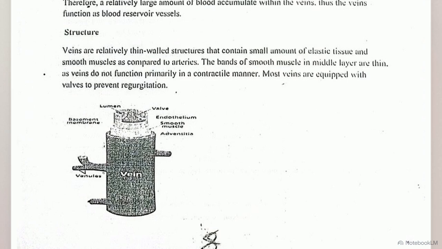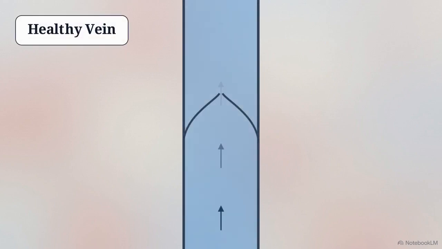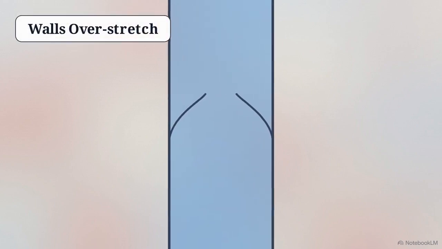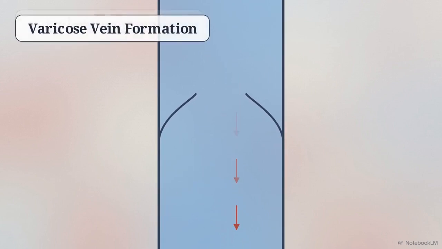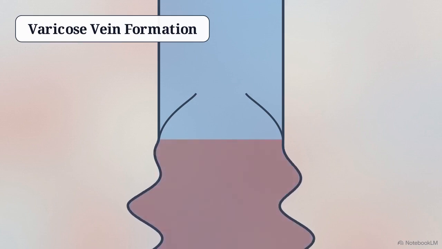To prevent backflow, most veins are equipped with internal one-way flap valves, as seen in this diagram. If the thin venous walls in the lower limbs overstretch, these valve flaps can no longer overlap. This valvular incompetence allows blood to pool backwards, increasing local pressure and causing varicose veins.